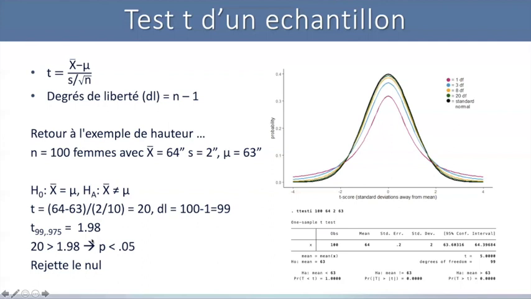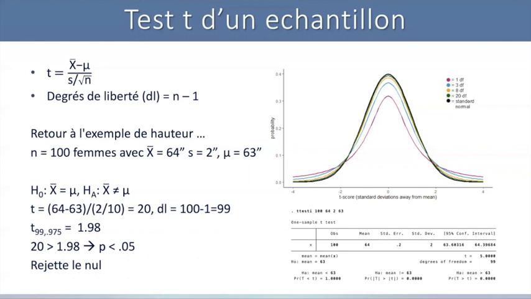Notice I have written here T sub 99, the degrees of freedom, comma 0.975. This is 1 minus alpha over 2, or 1 minus 0.025 when I chose the 0.05 for alpha. I have to divide alpha by 2 because I'm doing a two-tailed test, which is what we should almost always do.